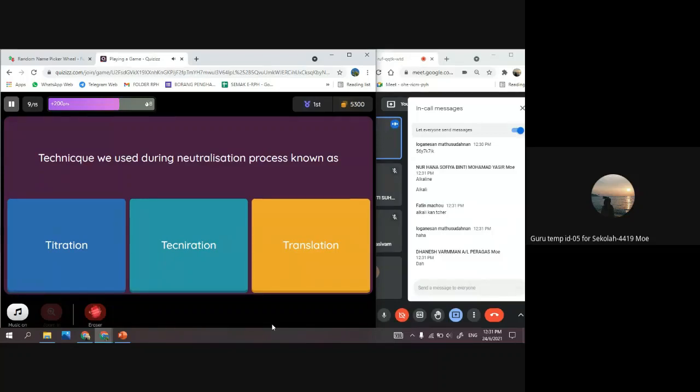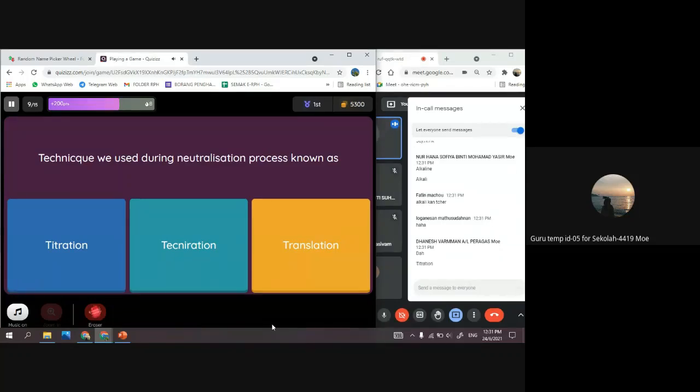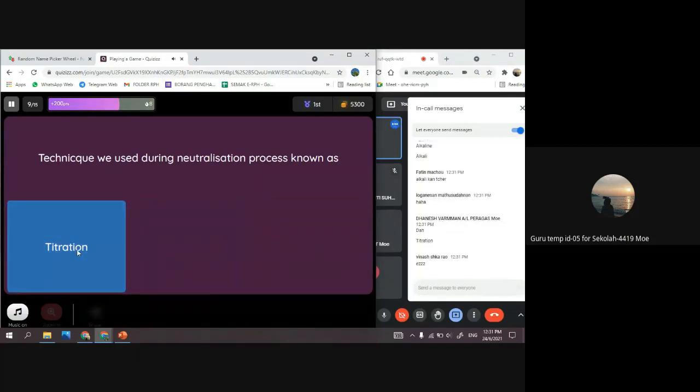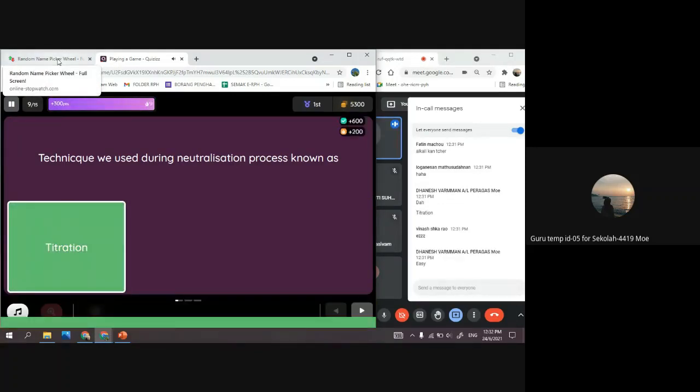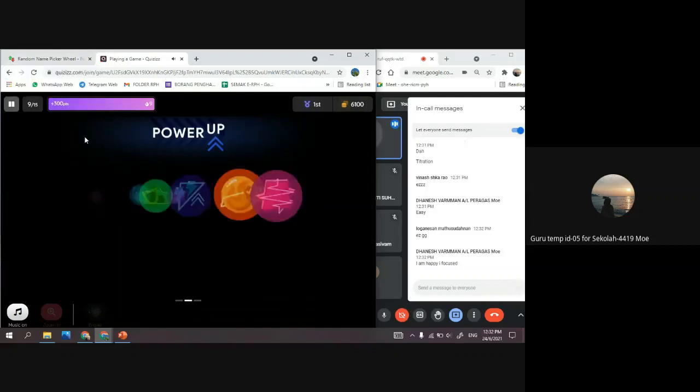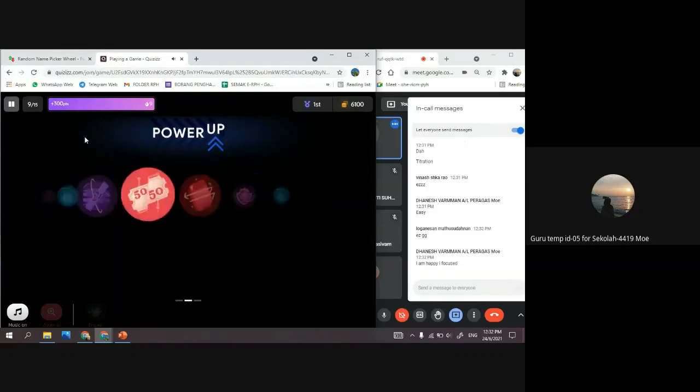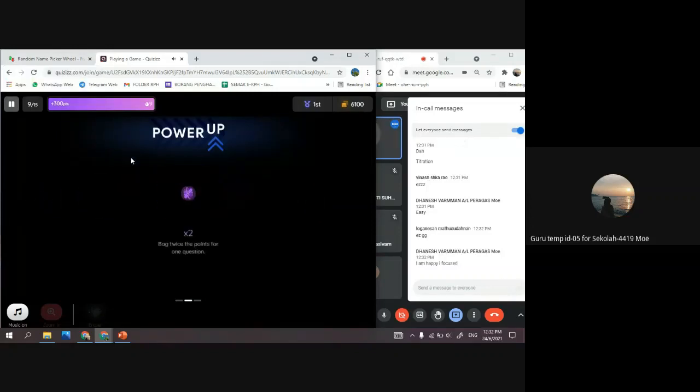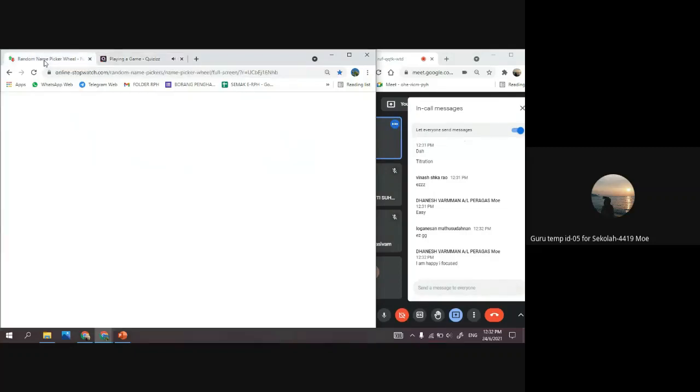Senang ni. Why is the question so easy? So technique we use titration lah kan. The answer is obvious sebab kita mana ada belajar pasal translation. Yeah, that's very easy. Sebenarnya ada je soalan quiz yang susah tapi saya malaslah bagi yang susah. I am happy, I focus. Okay.